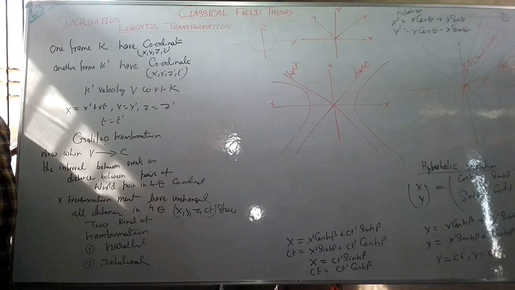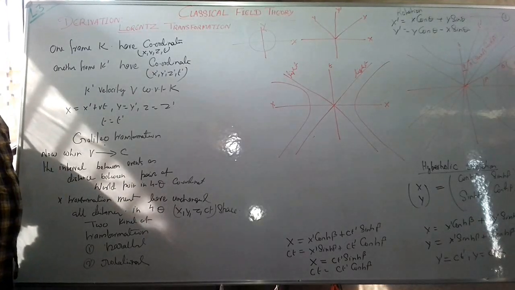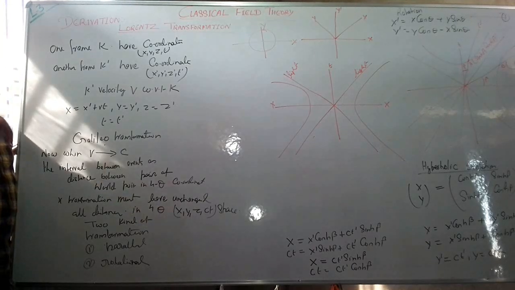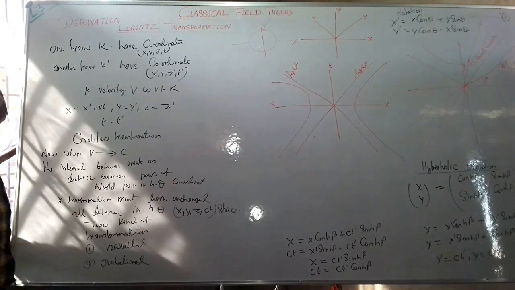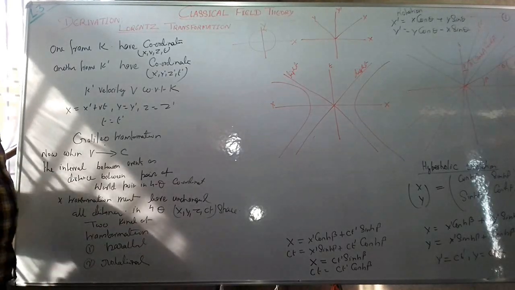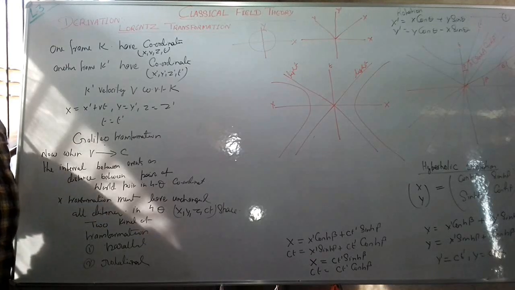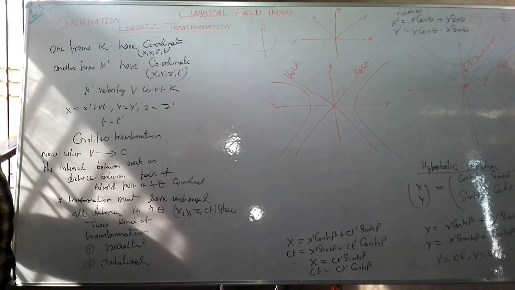This is another lecture in the lecture series called Classical Field Theory. This is the third lecture. In this lecture, I am going to derive the Lorentz transformation. In the last lecture, I explained the idea of interval and space-time diagram.